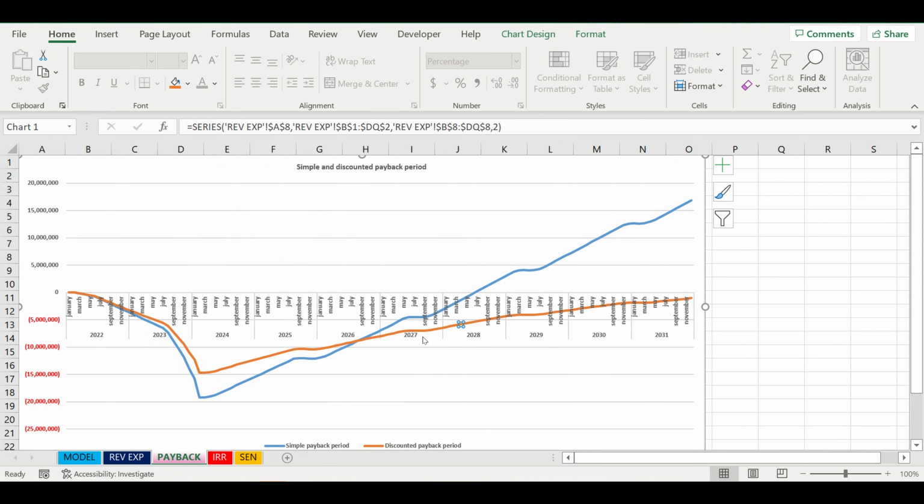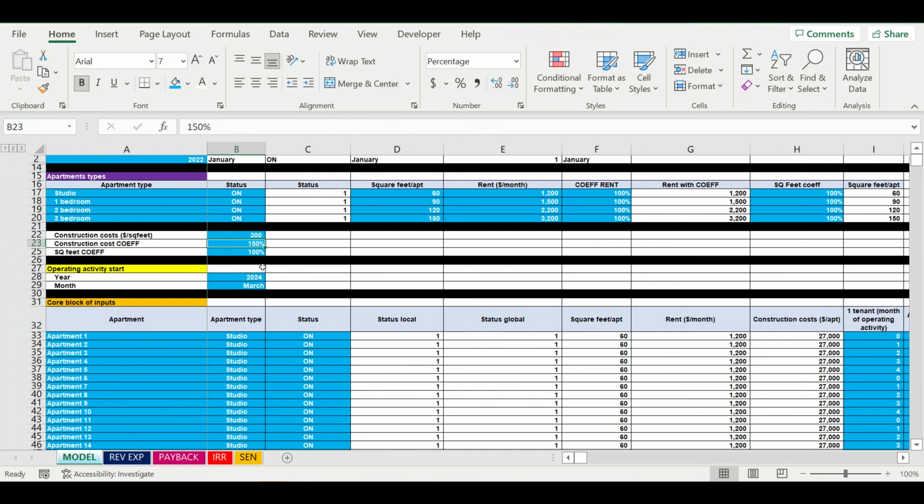So now we go back to specify our basic values. Then we specify when we start the operating activity, when the first operating expenses occur. This is the moment when we end the investment stage and move to the operating stage. This is the moment when we start operating activity.